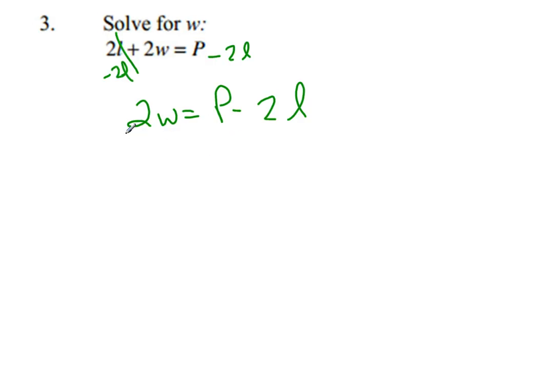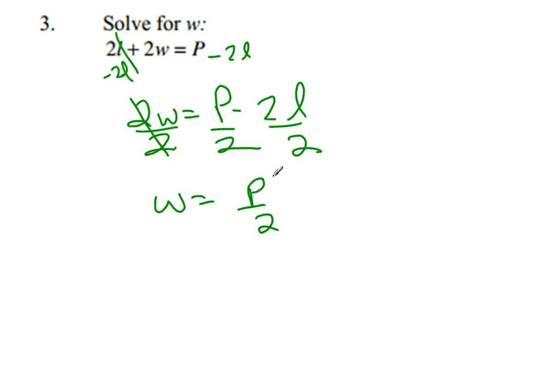We're going to divide by, at this point, we have p minus 2l. So I'm going to divide by 2, divide by 2, divide by 2. And especially because I have that 2 that I can reduce there. So w equals p over 2, or if you prefer a half of p, minus l, the 2's cancel here, it's 1l, so just minus l.